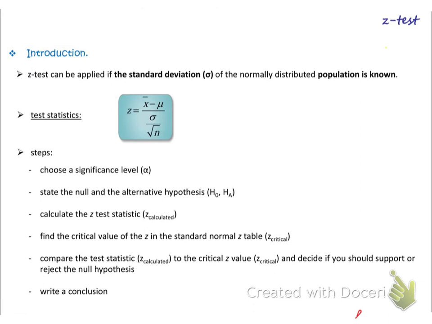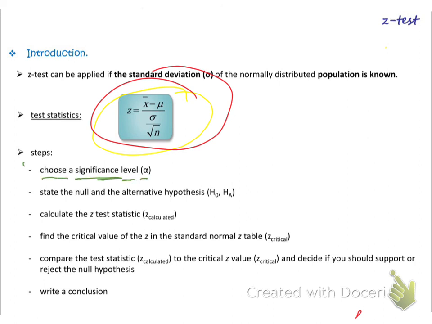So now, welcome back to our slide again. Here we have the calculated Z, which will be calculated here, and we have the assumptions. First we choose the significance level alpha, which might be given in the problem, or we have to assume 0.05 if it is not given. From here we can calculate Z critical. Then state the null and the alternative hypothesis, H naught and H alternative.